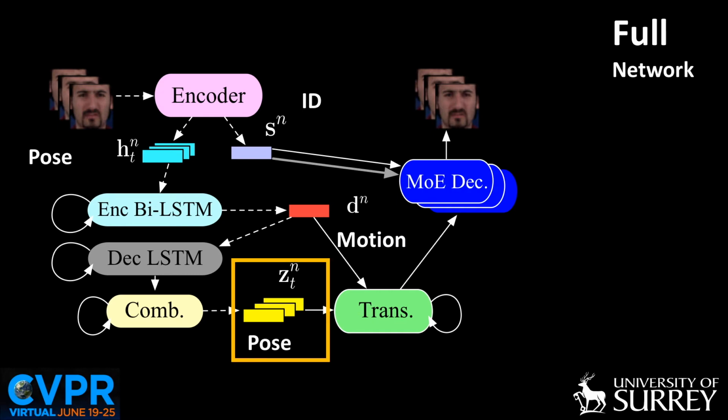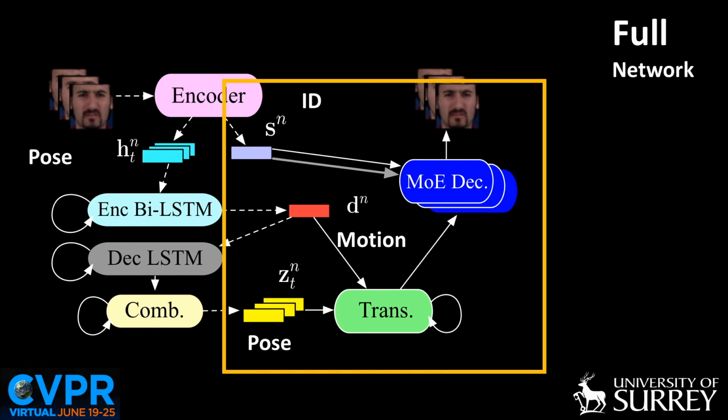This summary is then decoded into latent variables representing the frame-to-frame pose Znt. Finally, the poses are combined with the ID information to form the total input to the decoder, which is tasked with reconstructing the original frames.